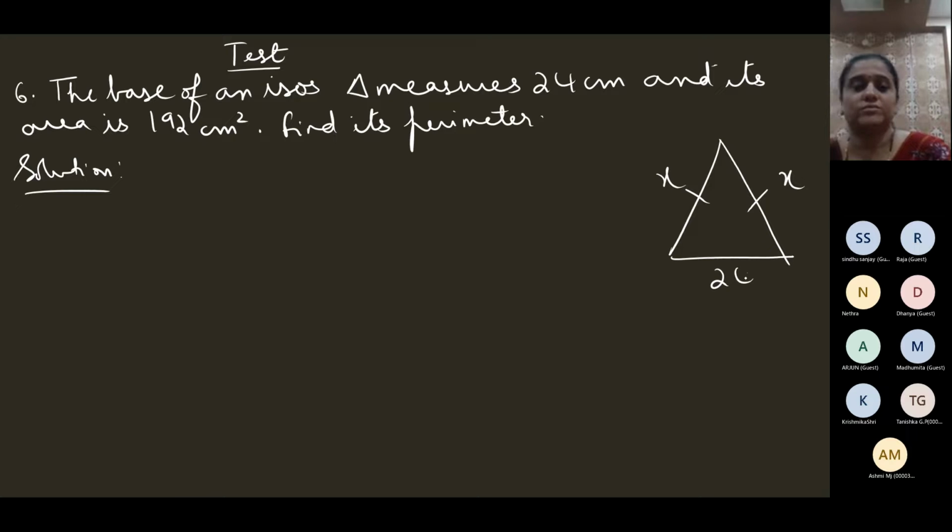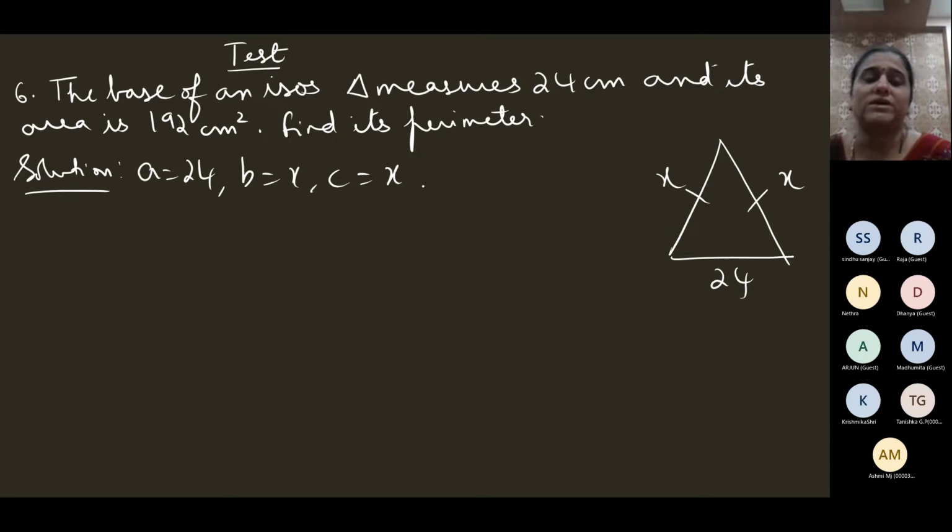Base is 24. See, a can be x also. There is no order for a, b, and c. The three, the x, x, and 24, can be assigned to a, b, and c in any order. a can be x, b can be 24, c can be x. That's fine.